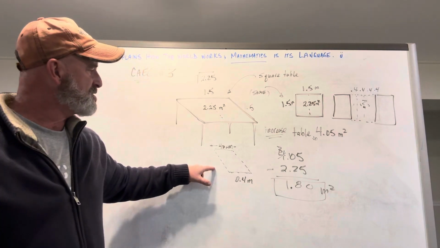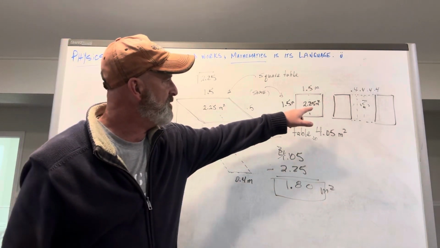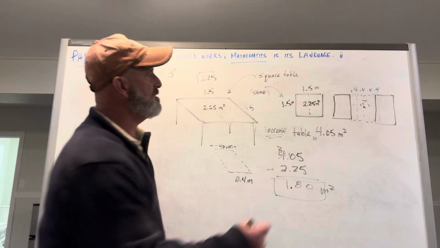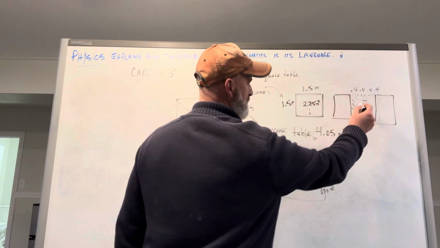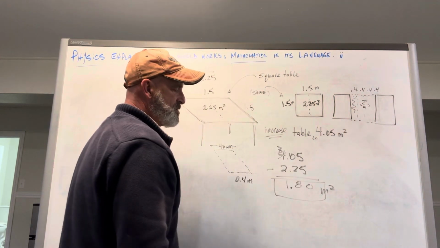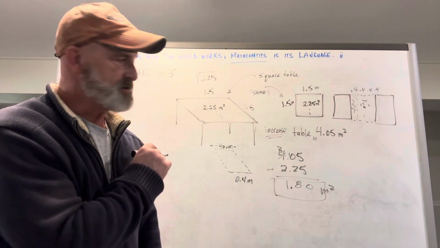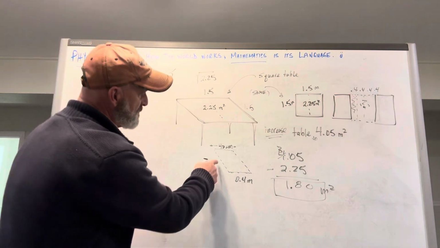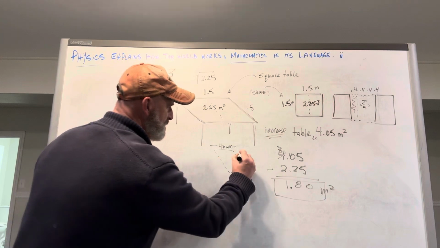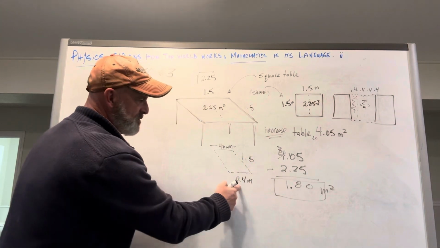But these little sections only come in 1.5 times 0.4. Well, how many of these will we need to get 1.8 meters squared? Well, why don't we find out what the area of one of those sections is? What's one of the sections here? What's the area? This is going to be 1.5 times 0.4.